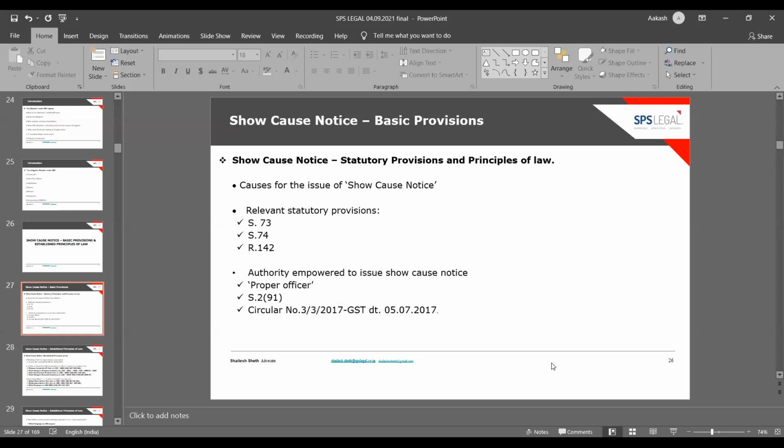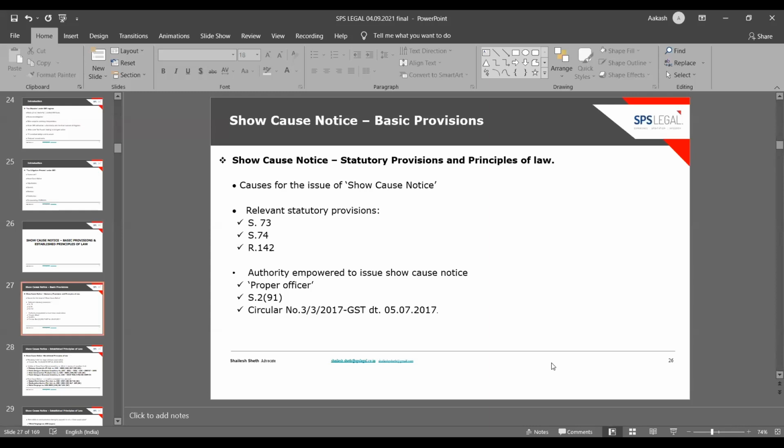The first is the authority empowered to issue the show cause notice. Section 2, subsection 91, defines the term proper officer, and it says proper officer in relation to any function to be performed under this Act, that is the CGST Act, means the commissioner or the officer of central tax who is assigned that function by the commissioner in the board. There are two very peculiar expressions coming for the first time under GST law, which were never there in excise, customs and service tax: commissioner in the board, and both are separately defined. Commissioner in the board has been used sparingly in about 6 to 7 provisions, and he is an officer of the level of deputy secretary or joint secretary in the board, given powers under certain specific circumstances.